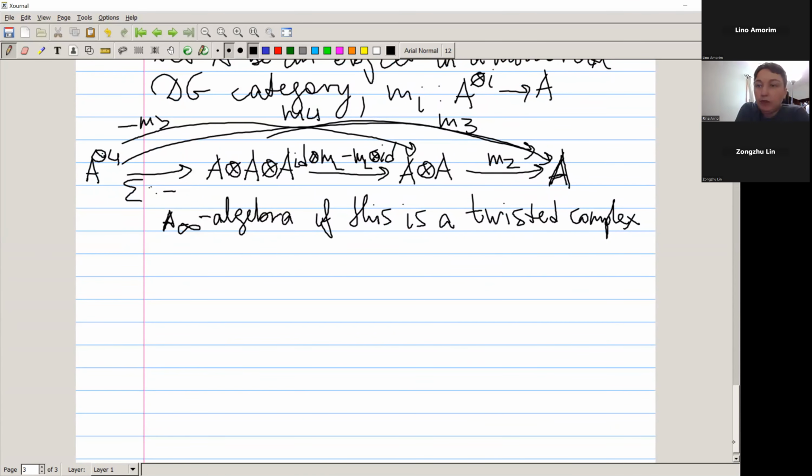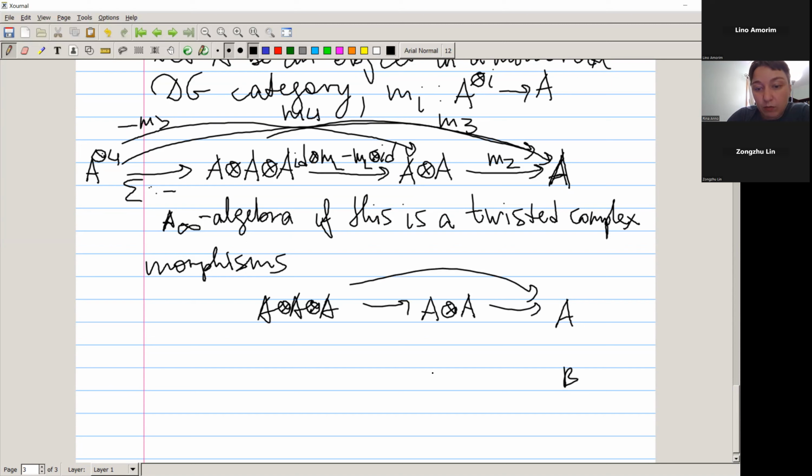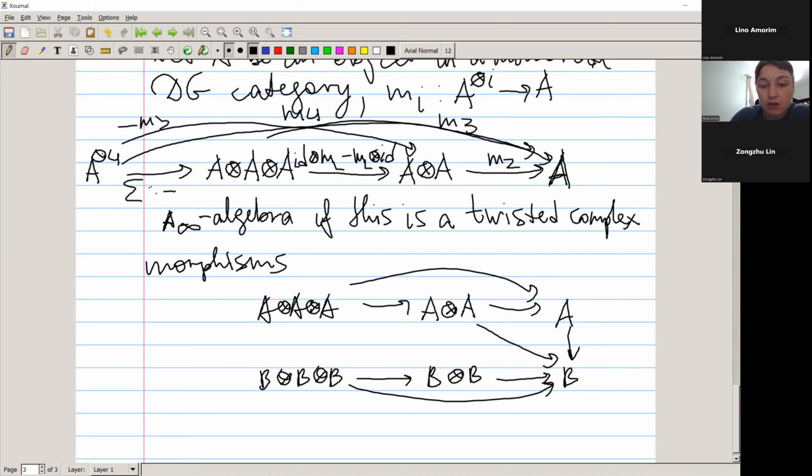Then we can define morphisms. Again, we have the bar construction of one algebra, we have the bar construction of another algebra, and between them we are going to have a collection of maps that point to B: F1, F2, F3. Having a collection of maps from A to B, we need to extend it to the whole bar construction by certain rules.